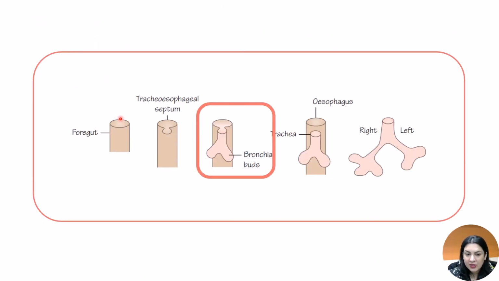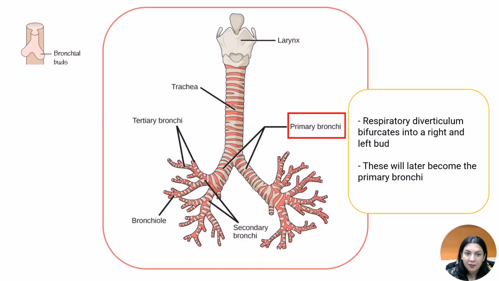Now, we started from the foregut. We had that outpouching of the respiratory diverticulum. Now we're in this third image here. As development is progressing, we're reaching this stage where the bronchial buds can now develop. So we'll zoom into this part now.